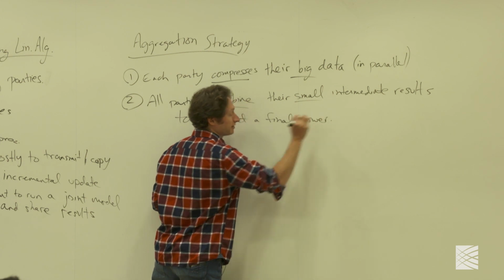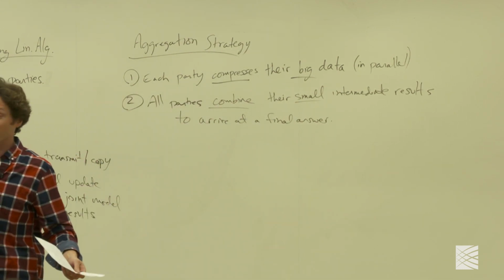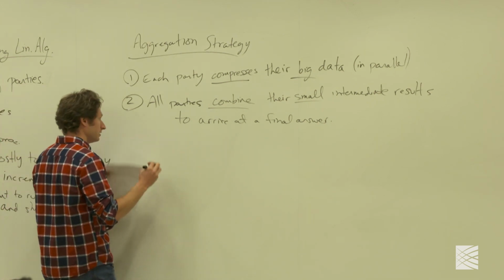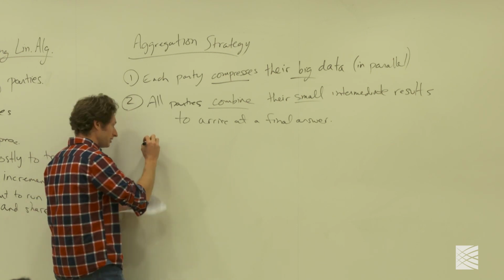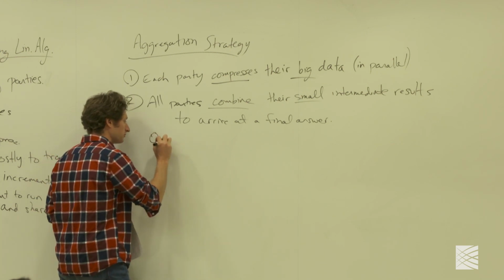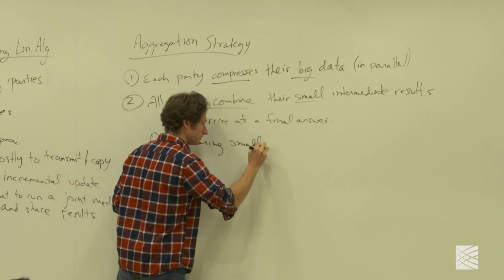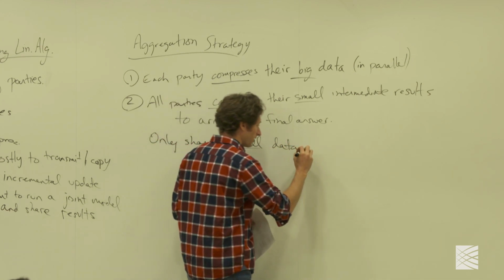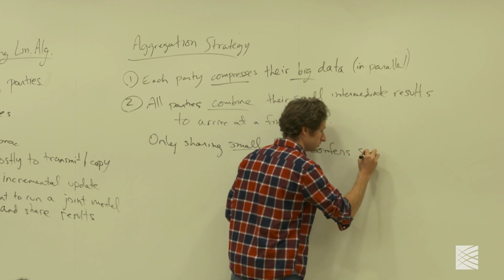In the vector length case, combining is just adding, and then to arrive at the final answer, we have to take a square root. Okay? Now, I want to note here that already, because we're only sharing small data, because communication is expensive, for example, this already confers some amount of privacy.